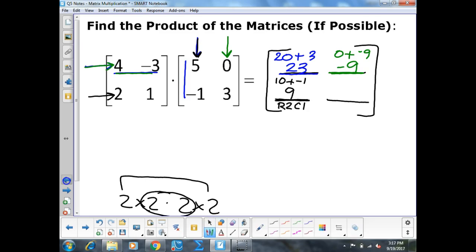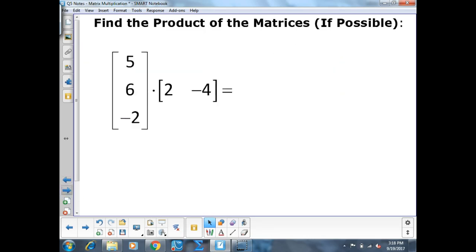Finally, the last element is row 2, and it's column 2. So I'm going across row 2, and I'm going to go down column 2, and I'm going to multiply. 2 times 0 is 0, plus 1 times 3 is 3. So there is my resultant matrix.